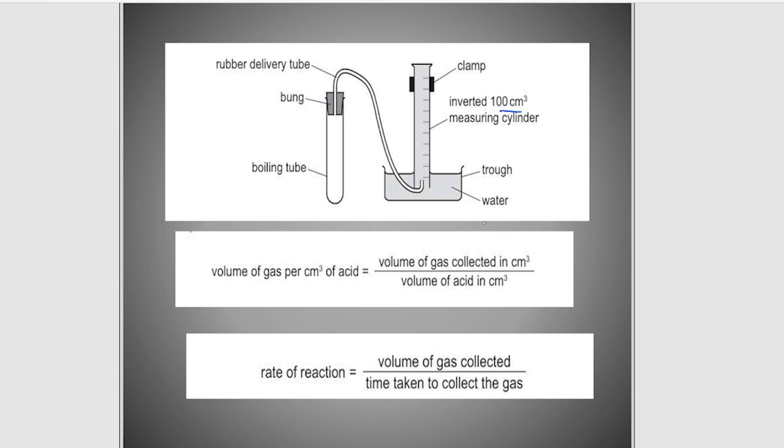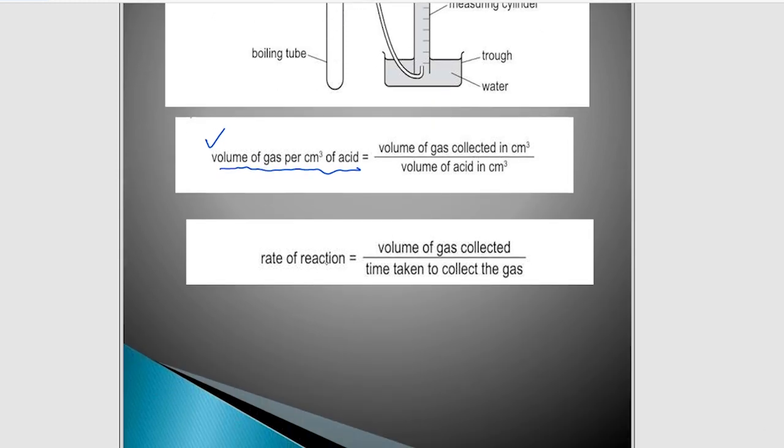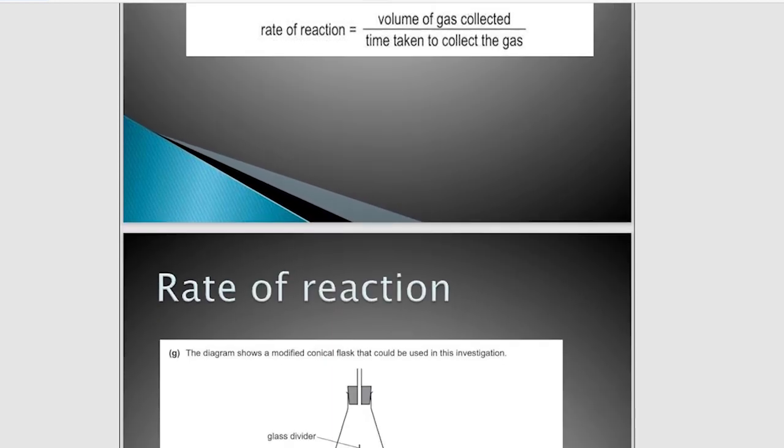So this was a question taken from the past paper. This was a hint given in the exam. Volume of gas per cm³ of acid can be calculated from the volume of gas collected in cm³ and the volume of acid in cm³. So this was the part given. Rate of reaction can be calculated by the volume of gas collected per unit time, meaning per time taken to collect the gas. You have to measure the rate of reaction like this.